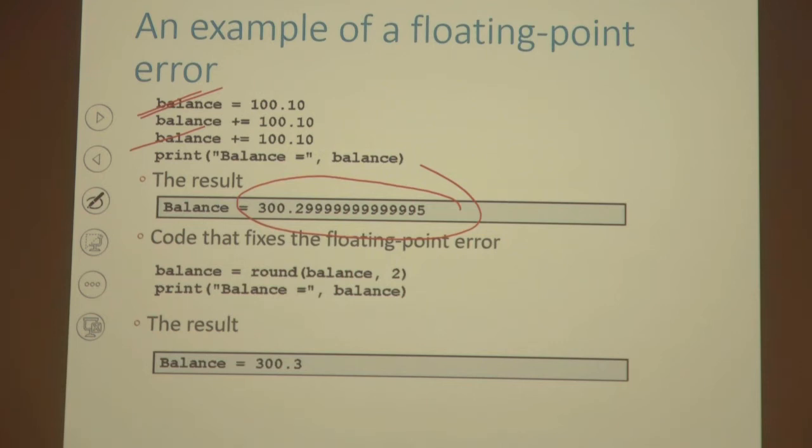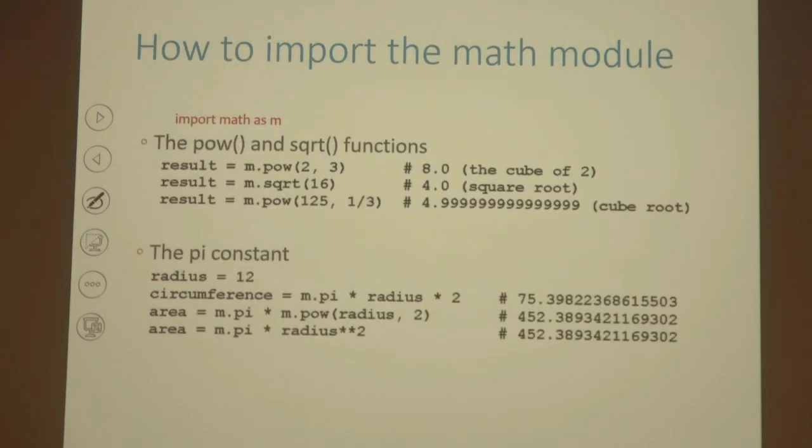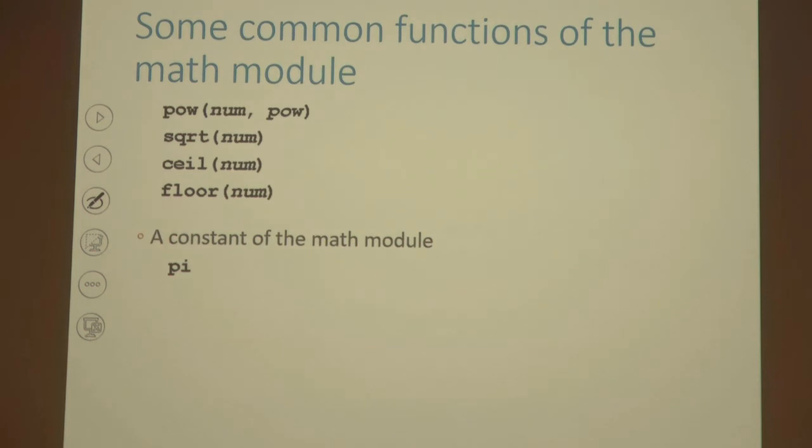So maybe the way to do it is to round it for two locations. Then after that, when you do the balance, we'll give you, for example, 310. So what you do, balance, round the balance to two, and print balance equals balance, and that will give you 310. All right? So this could give you huge errors when you do the programming.